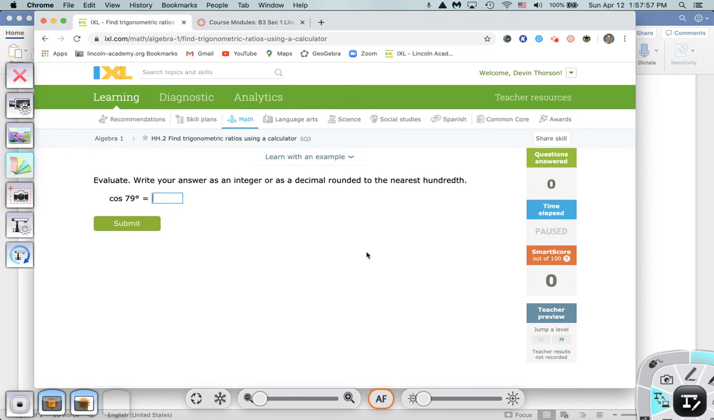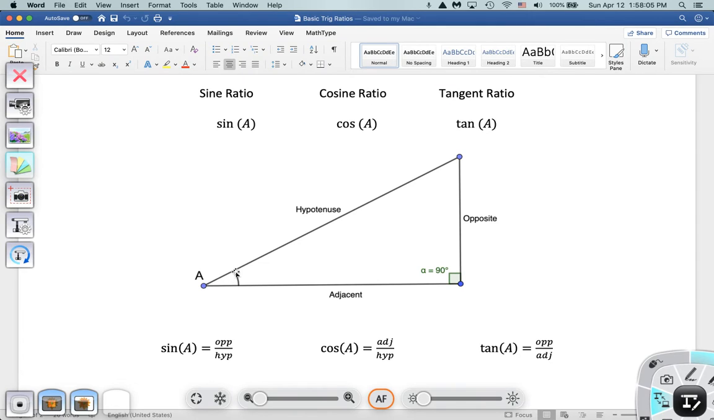Now, I want to emphasize something about using calculators and taking trig functions. There are two ways to measure angle. If we go back to this angle, we've always used degree measure. But there's another way to measure angles. It's called radians. I don't really want to teach you about radians, but I want to emphasize that some calculators have radians as their default angle measure.